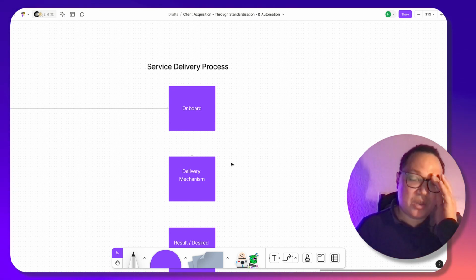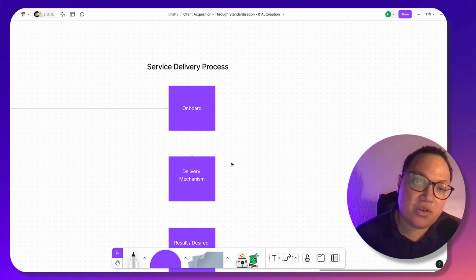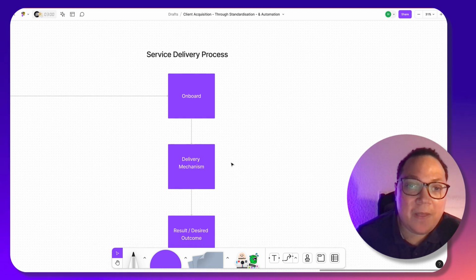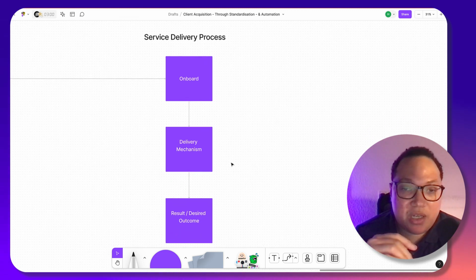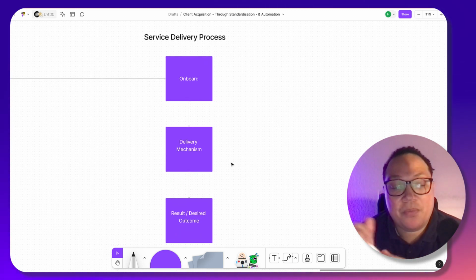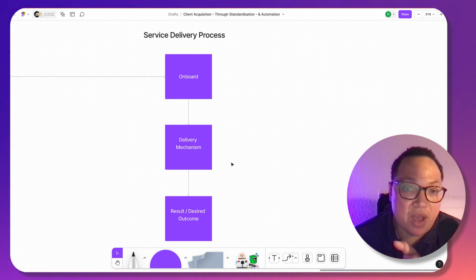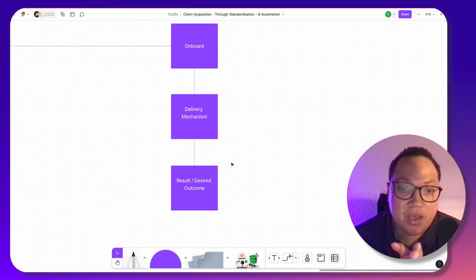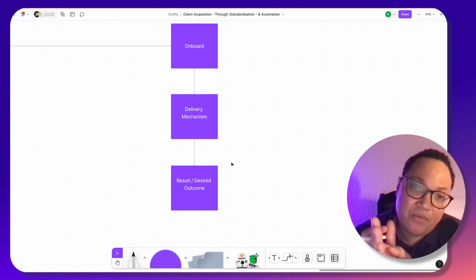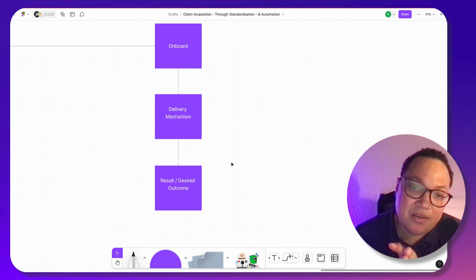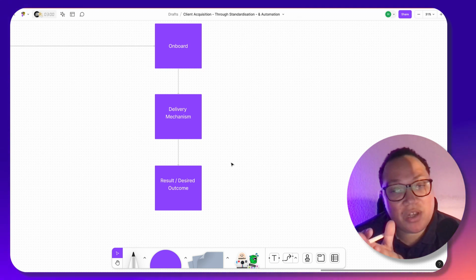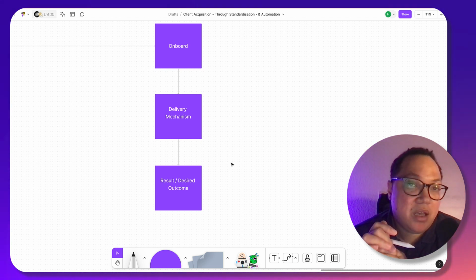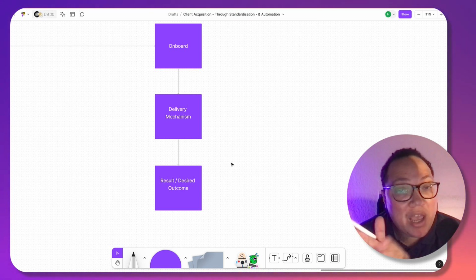The last element of your client acquisition system is going to be your delivery process, because now you've got them, they've committed to you. So you've got to systematize your onboarding, you've got to systematize your delivery mechanism, and what happens when the desired result and outcome has been achieved for you and for them.